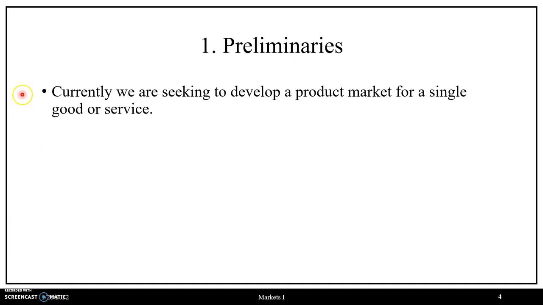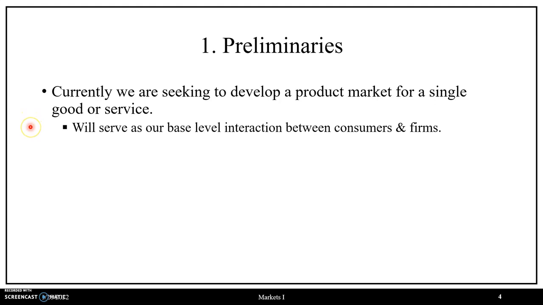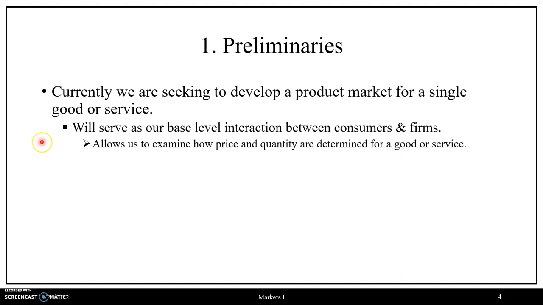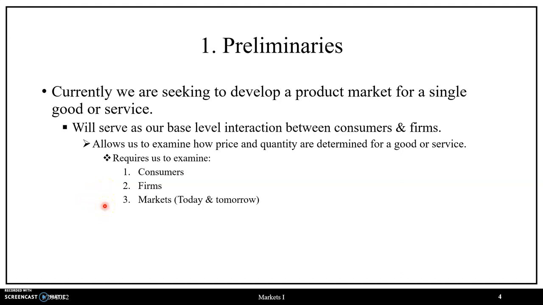Beginning with our preliminaries, currently we are seeking to develop a product market for a single good or service, as this will serve as our base level interaction between consumers and firms and will allow us to examine how price and quantity are determined for a sole good or service. But in order to do so, this requires us to examine both consumers and firms, which we discussed in our prior videos, as well as markets, which will be the subject of our discussions in today's and tomorrow's video. But in order to do so, we also need to look at market demand and market supply, which we'll turn to first.